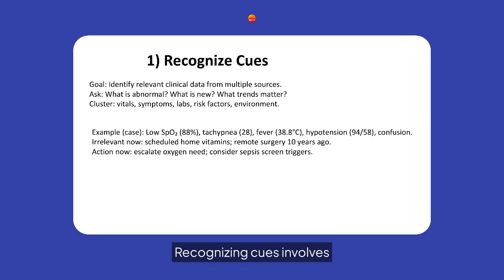Recognizing cues involves identifying relevant clinical data. Key questions include identifying abnormalities and new trends. In our case, low SpO2, tachypnea, fever, and hypotension are critical cues. Immediate actions include escalating oxygen needs and considering sepsis triggers.